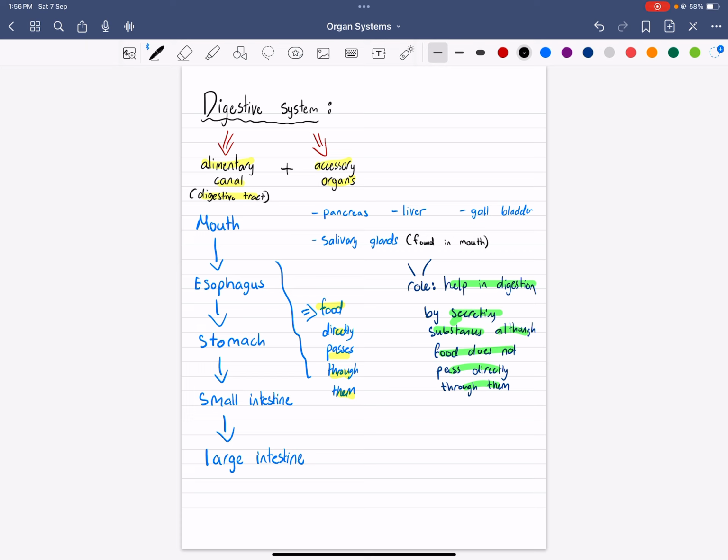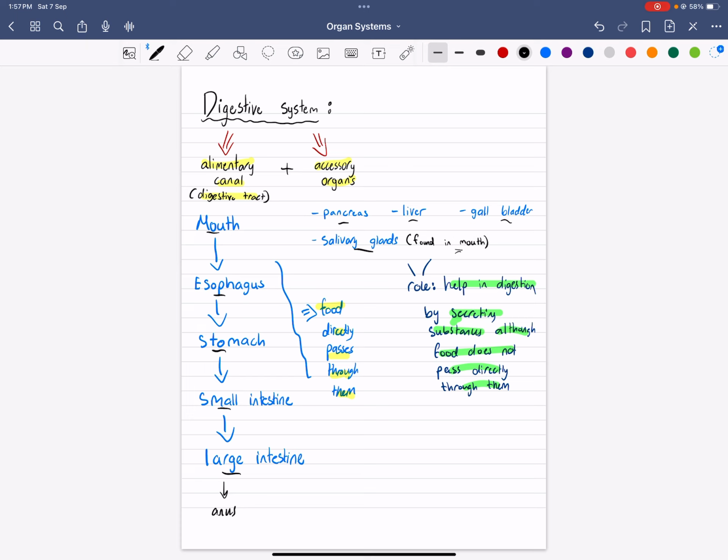So first, food starts in the mouth, and then it's transferred into the esophagus, and then the stomach, then the small intestine, and then the large intestine. And of course, we're going to excrete it through the anus. Now we look at the accessory organs. We have the pancreas, the liver, the gallbladder, and finally the salivary glands, which are found in the mouth.